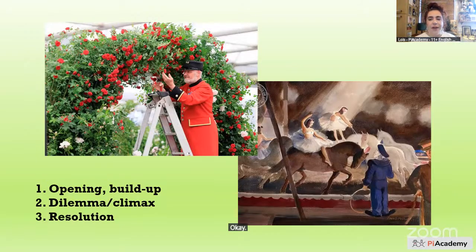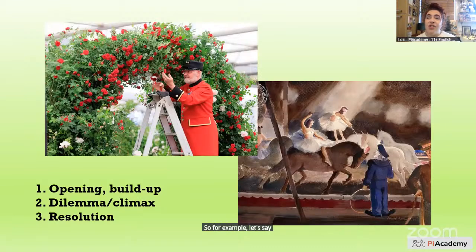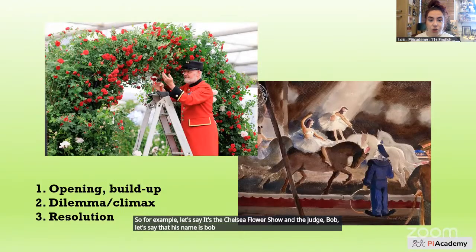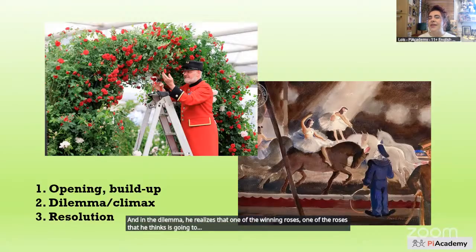So for example, I can explain how you might do this very briefly. Let's say that I've chosen this picture here with the man with the roses. Let's say it's the Chelsea Flower Show and the judge, let's say his name is Bob, is going around to choose the winning rose. And in the dilemma, the competition is that it has to be a brand new species of rose that you've developed.